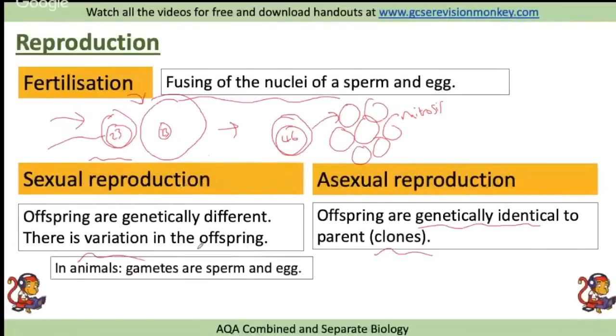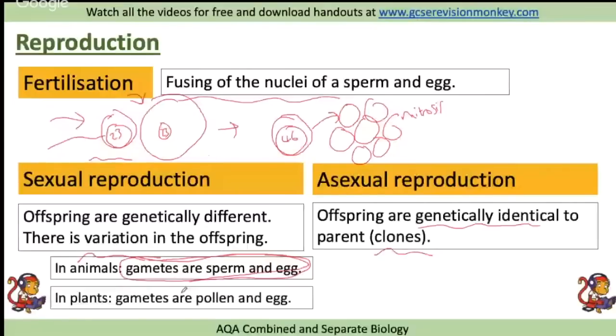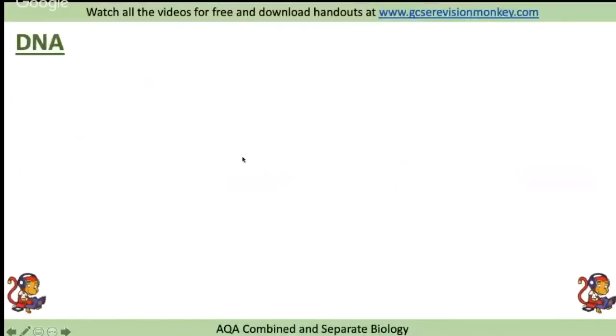Just to recap, in animals, the gametes, the sex cells, are the sperm and the egg. But in case they ask you in the exam, they also want you to be aware about plants, whereby the gametes are pollen and egg. So don't talk about sperm when you're talking about plants. DNA then, moving in further into chapter 6, we need to know about DNA. So first of all, if we remember what a cell looks like, the cell has a nucleus, and that is where the DNA is kept.